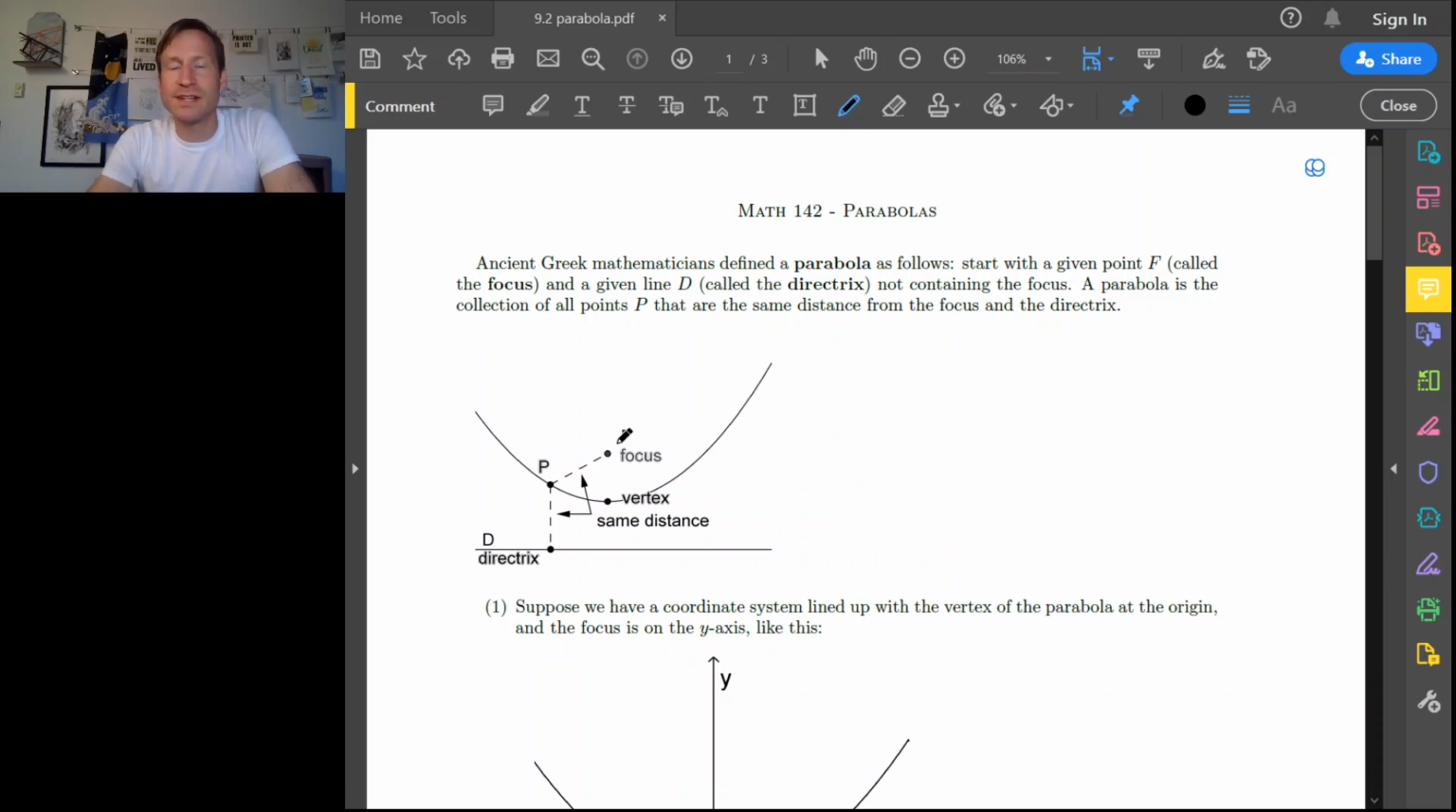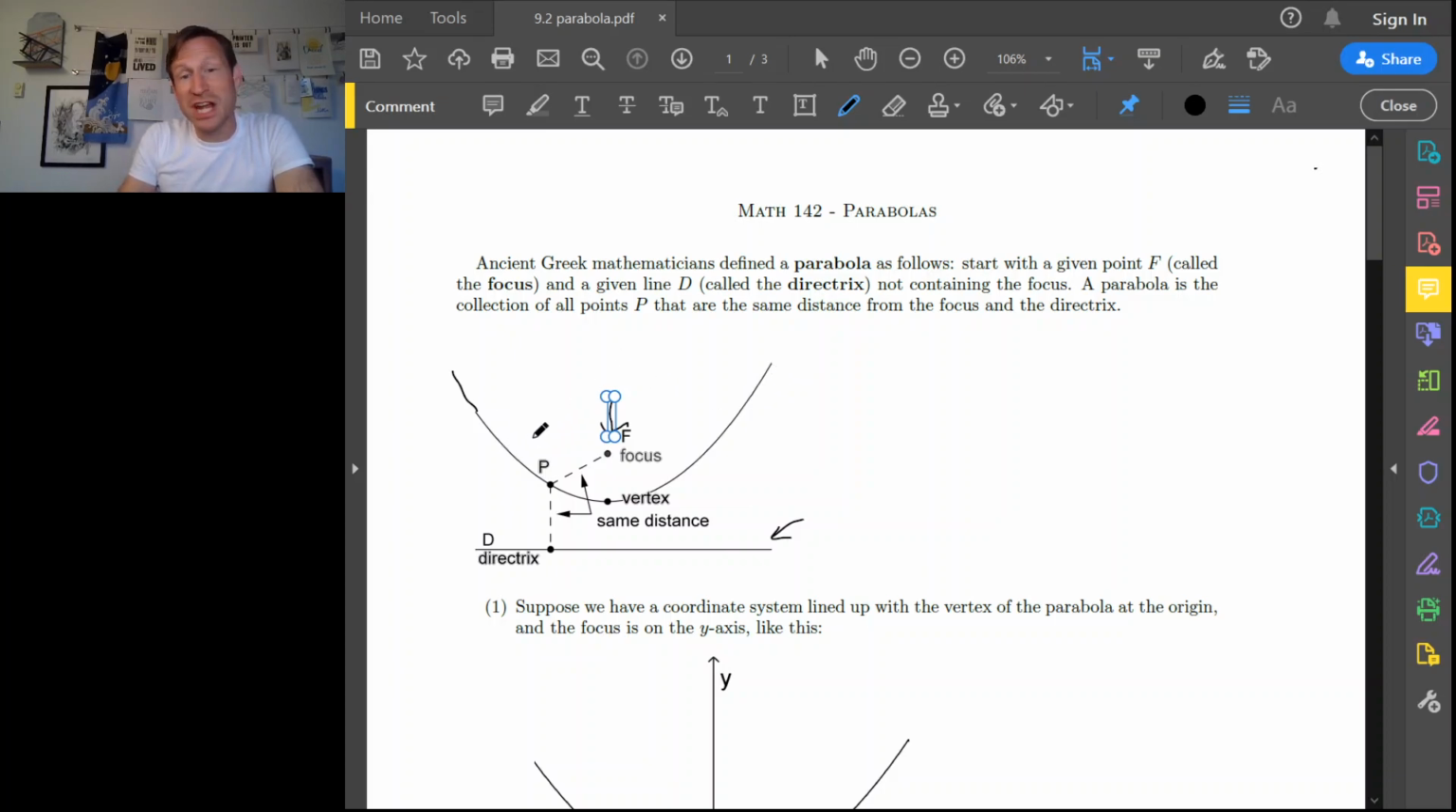The original definition of a parabola, according to the ancient Greeks, goes like this. First, you choose a point in the plane, which is called the focus. That's going to be this point here. And a line that doesn't go through that point, and that line they call the directrix. And the parabola is all of the points in the plane that are equally distant from the directrix and the focus. This shape here certainly looks like what we're used to thinking of as a parabola.